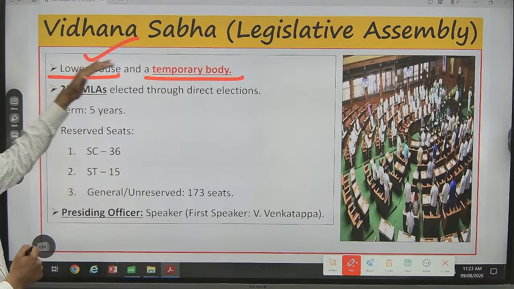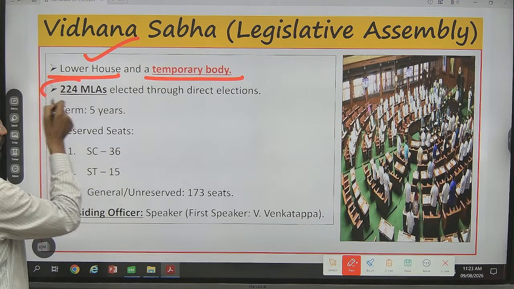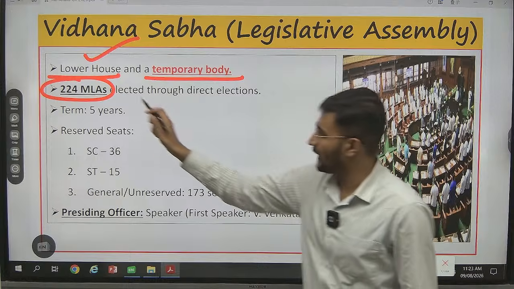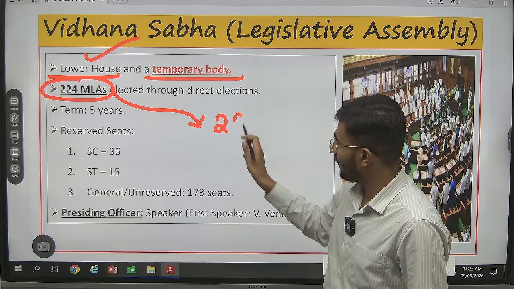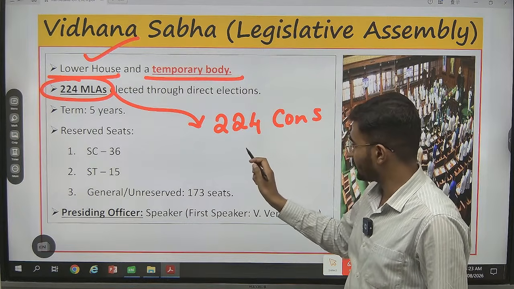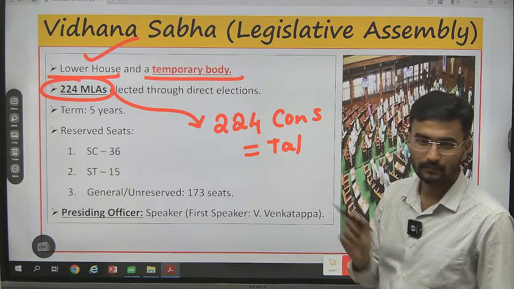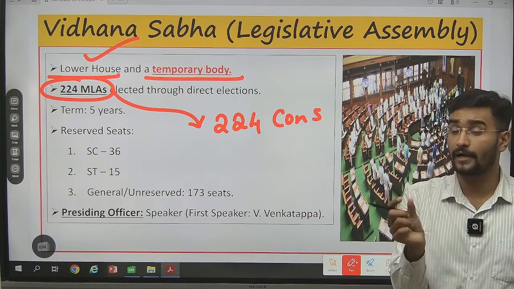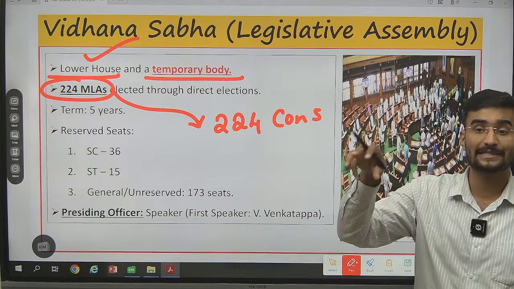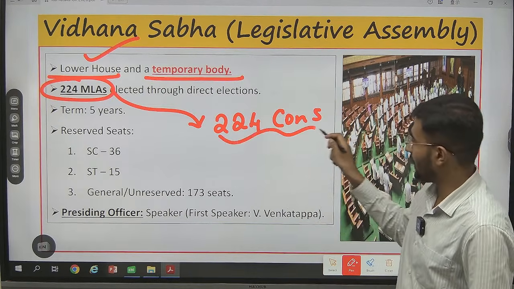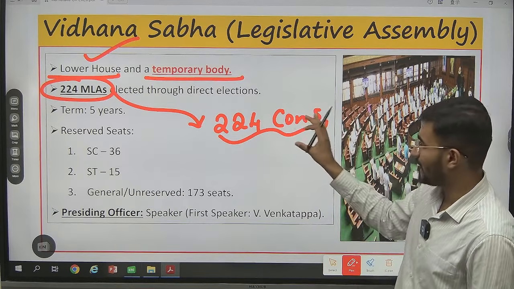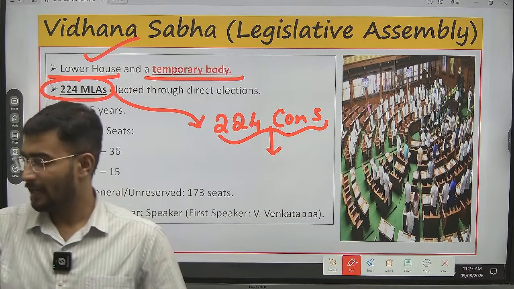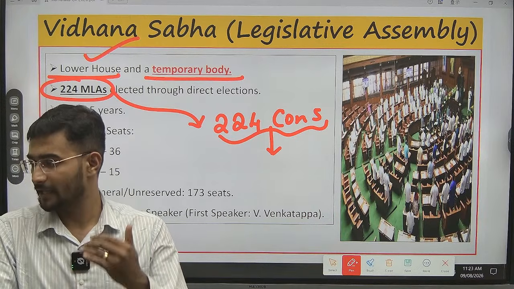Done. It is a lower house as well as a temporary body. And second one, now this 224 members, now understand the question here. This 224 members are being elected from 224 constituencies. Now are these 224 constituencies equal to taluks? No. Now what exactly do these 224 constituencies mean? Based on the delimitation commission, based on the population setup, we have created 224 constituencies, and these 224 people are being elected. Are they elected directly or indirectly? Now they are elected, we call it direct elections.